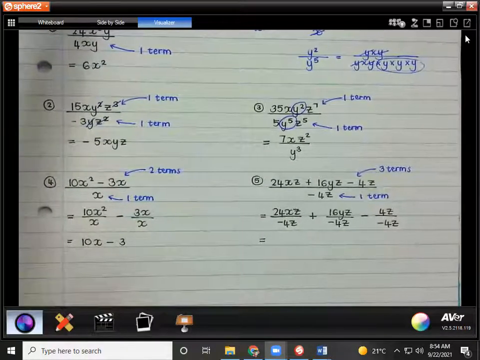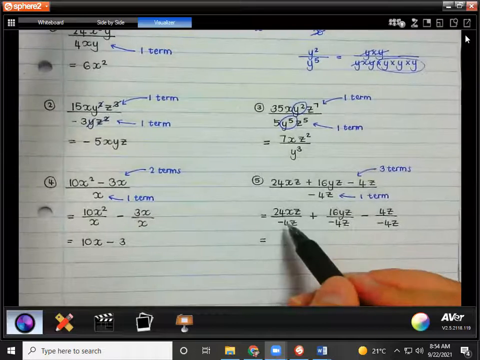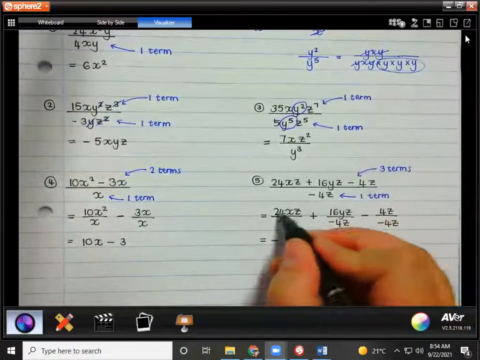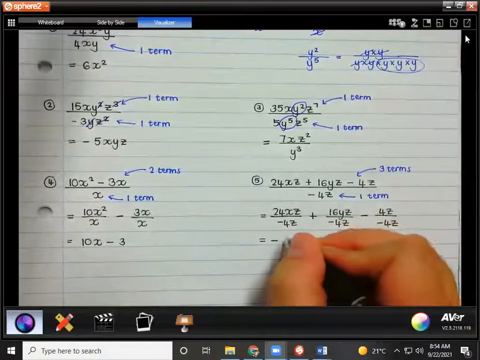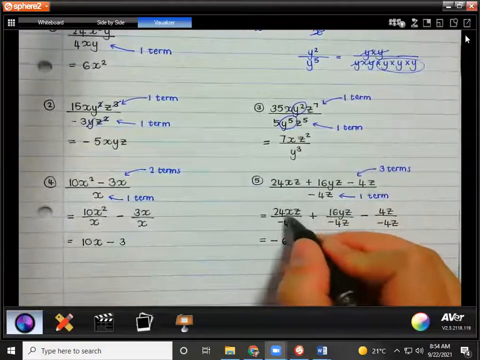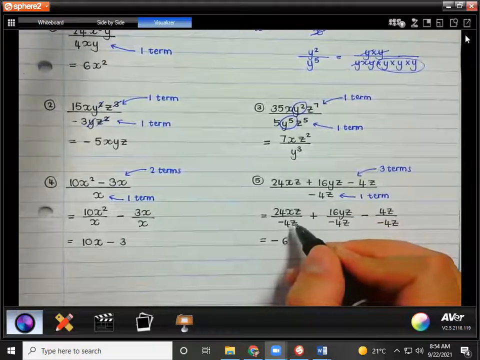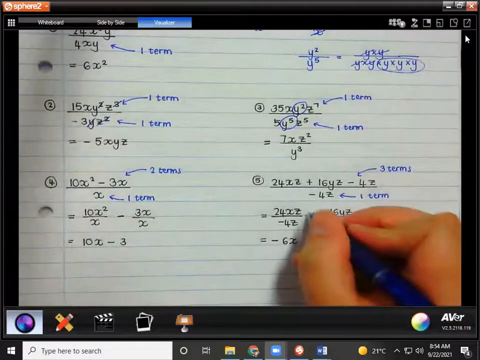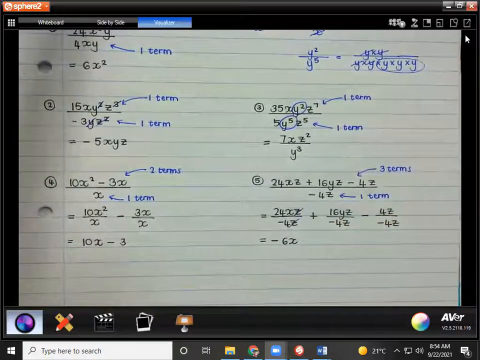Okay, if we're looking at that first fraction, what is a positive divided by a negative? Negative. 24 divided by 4 is 6. There's an x. Is there an x at the bottom? No, so the x has to be in my answer. And then those two z's will cancel out, right? Z divided by z is just 1. So the first term is negative 6x.